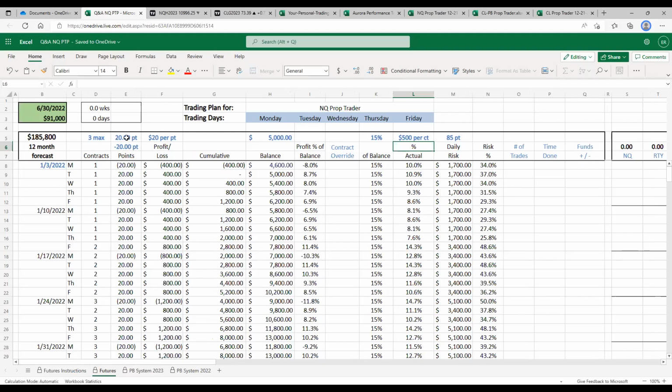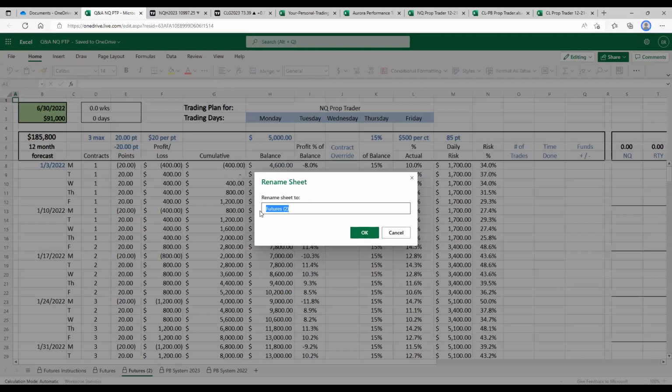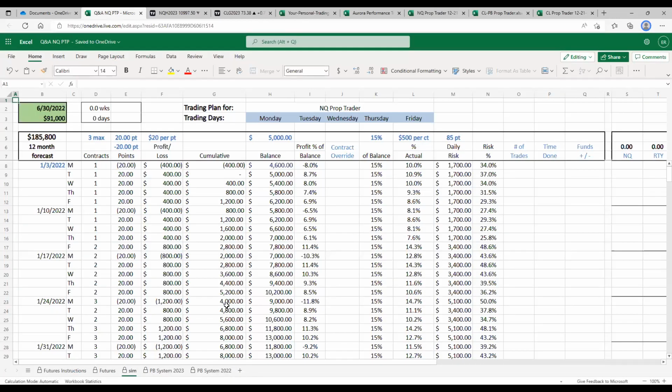We recommend trading in sim before you switch to live, and you can absolutely make a copy of the futures template and duplicate it. And let's say we name this one sim. And as you are trading in sim, whether it's a month or 2 months, you will start to create your own run rate. It'll show up here. And then when you switch to live, you can take that run rate to help you project forward.